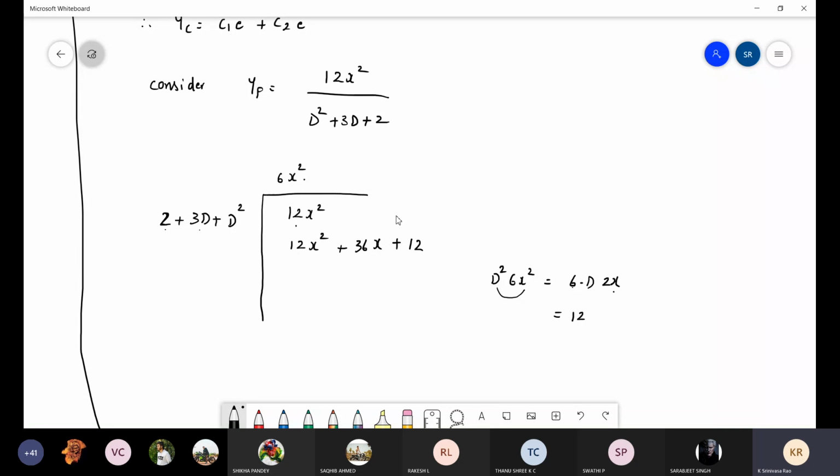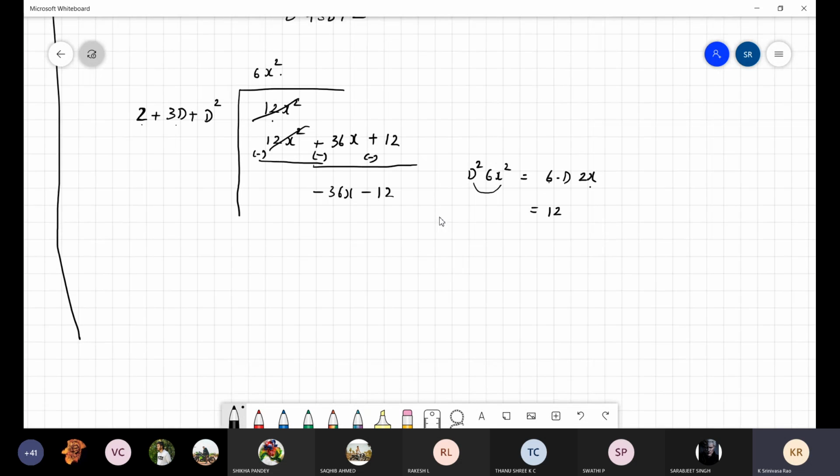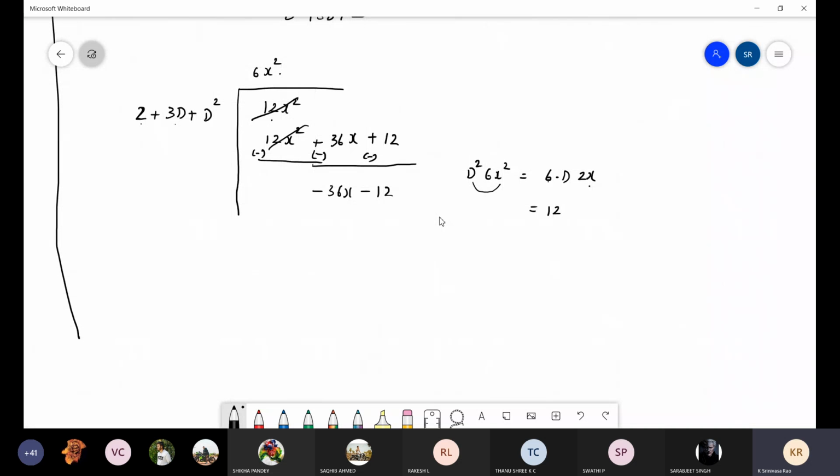Now, as usual, the subtraction rule. This is minus, minus and minus. So 12x square cancels, leaving minus 36x minus 12. See, even though the RHS involves only one term, it is not so simple. We can't expect that. Now continue the same procedure.